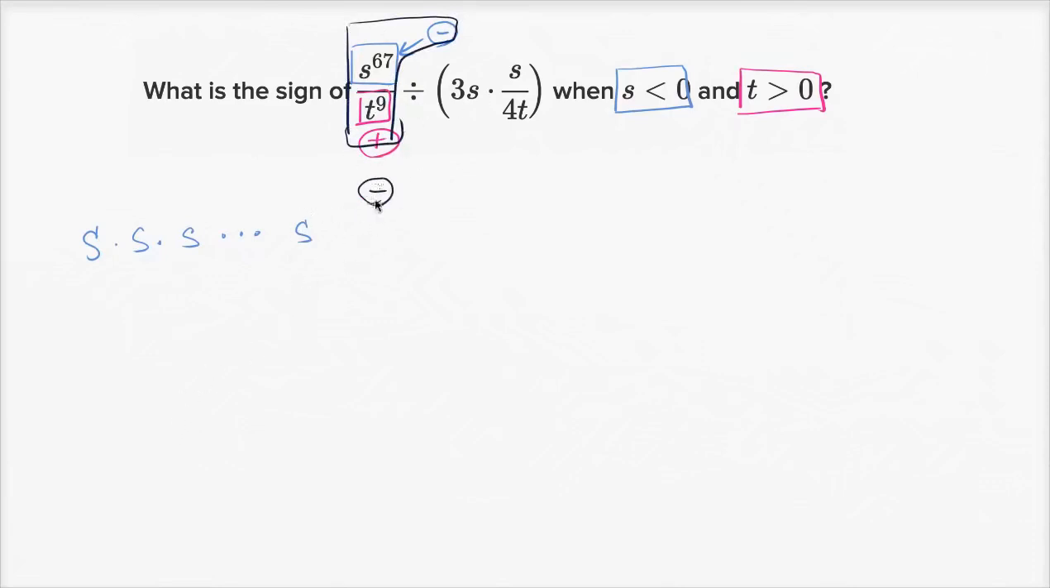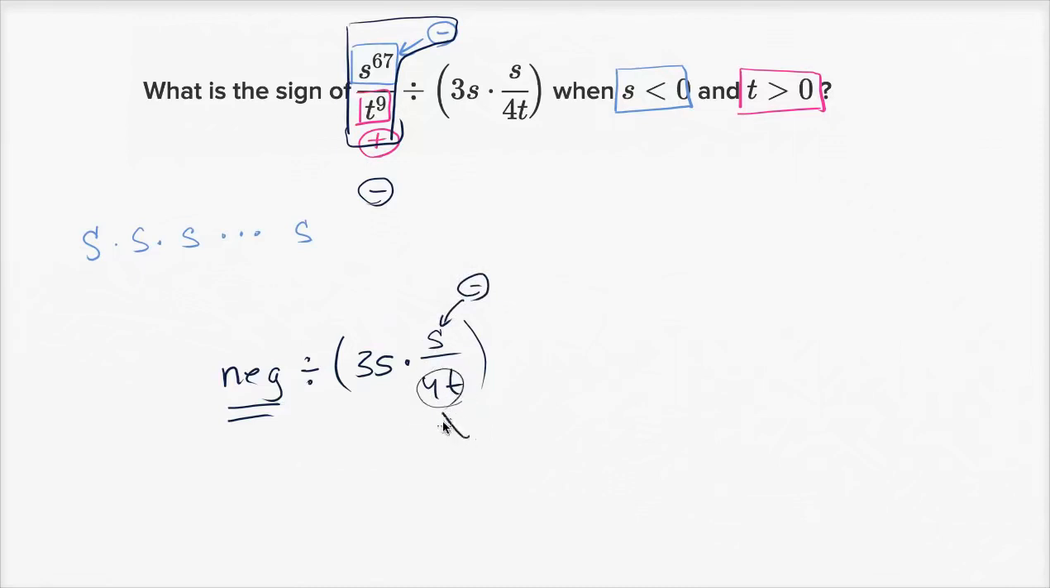And so that this thing doesn't get too messy, actually, let me just rewrite this. So all of this stuff that we've written over here, I'll just write this as some negative number, and then we're going to divide it by 3s times s over 4t. Now this expression right over here, what is s divided by 4t going to be? Is that going to be positive or negative? Well, we know that s is negative, t is positive, so 4 times t is going to be positive. So this thing right over here is going to be positive. Negative divided by positive, well, that's going to be a negative.